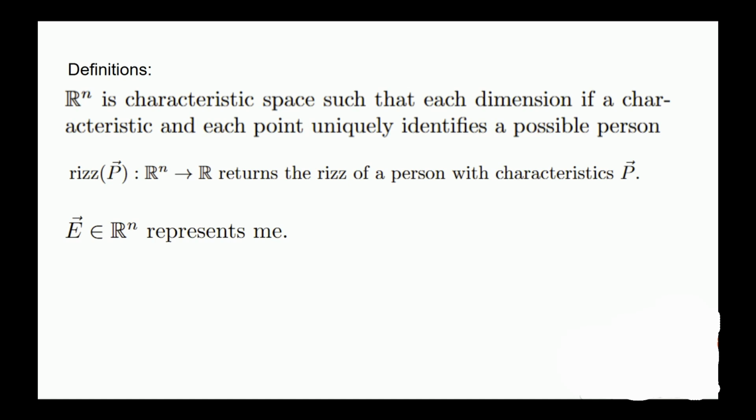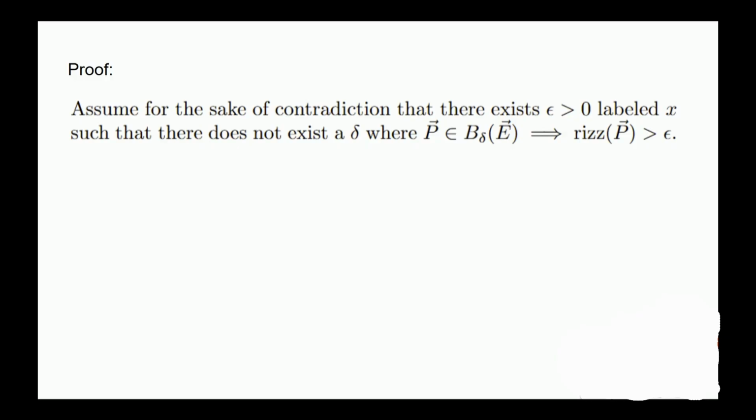Okay, now that we have the groundwork laid out, the proof is actually quite simple. Okay, so first, we're going to assume for the sake of contradiction, there exists at least one epsilon, which we'll label x, such that there does not exist a delta where all p in the open ball radius delta centered at E have the property that Rizz of p is greater than epsilon.